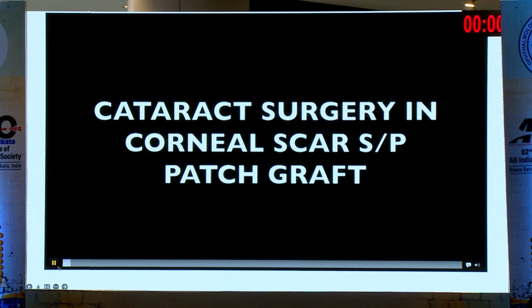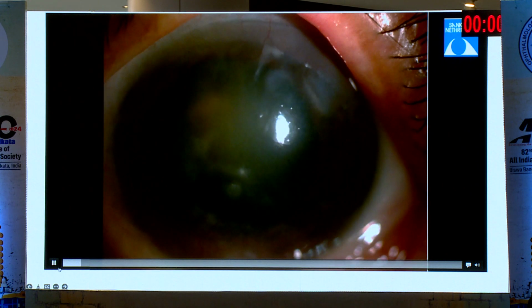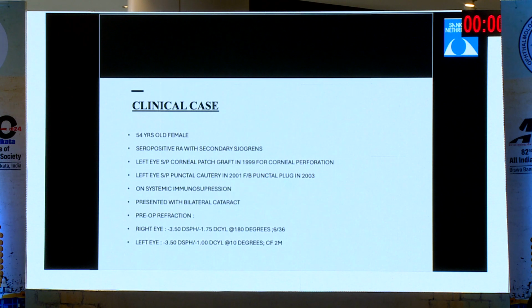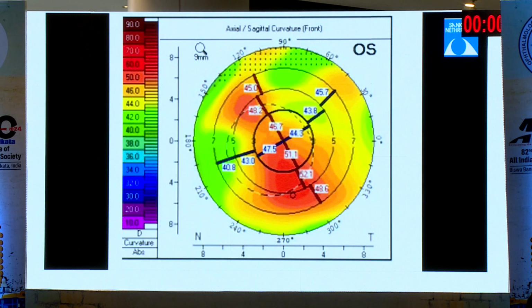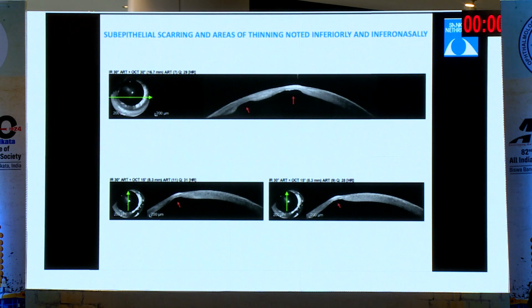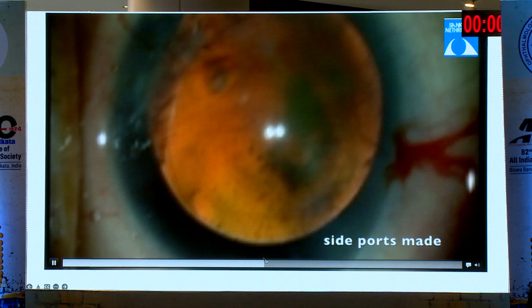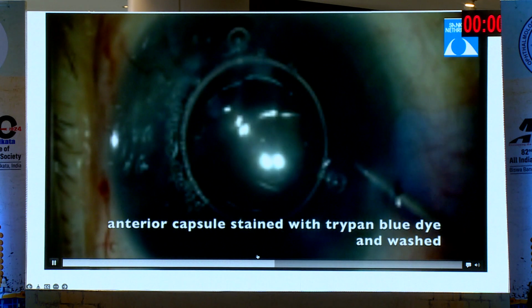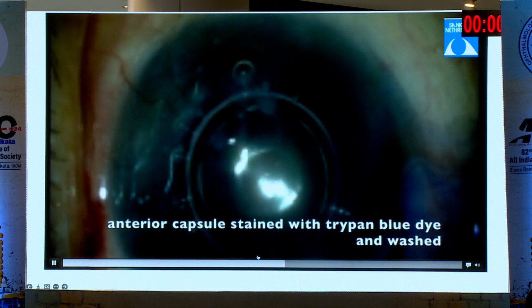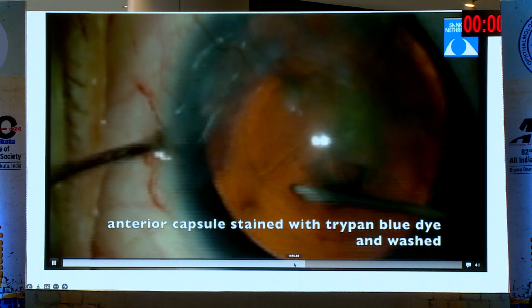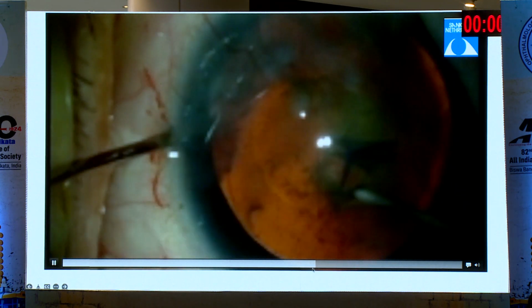So now, we will be skipping this part in which cataract surgery has been done in a patient after a patch graft. This patient was a patient of secondary Sjogren's syndrome associated with severe dry eye, and she had a sterile melt several years before she presented for cataract surgery. So she underwent a patch graft, and after that the intraocular lens implantation was done once she developed a cataract. So you can see the area of thinning in the periphery where the patch graft was done, and all the techniques described to improve visualization have been employed in this case also.